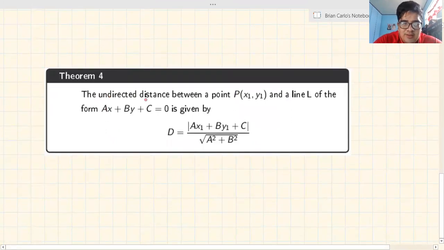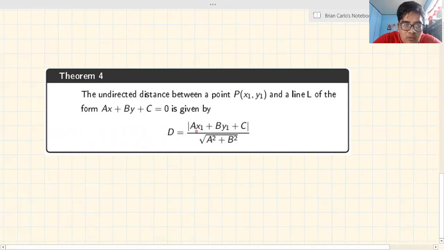The undirected distance, ano yung undirected distance? Is just distance, di ba, between a point which is named (x1, y1) and a line L of the form ax + by + c = 0, is given by the formula: the absolute value of ax1 + by1 + c all over the square root of a squared plus b squared. Ang tanong, sir, saan mo makukuha yung mga values na yan?